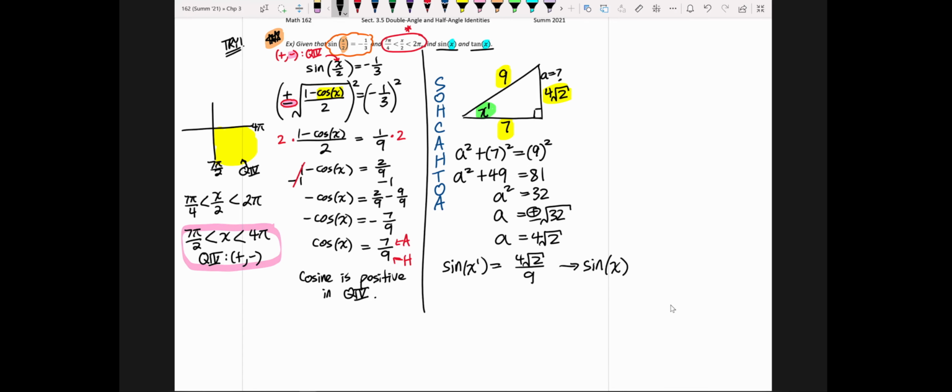But sine is in quadrant 4, so sine is negative. So sine of x is going to be negative 4 root 2 over 9. Okay, so we'll just note sine negative in quad 4. So we have to pay attention to the quadrants.